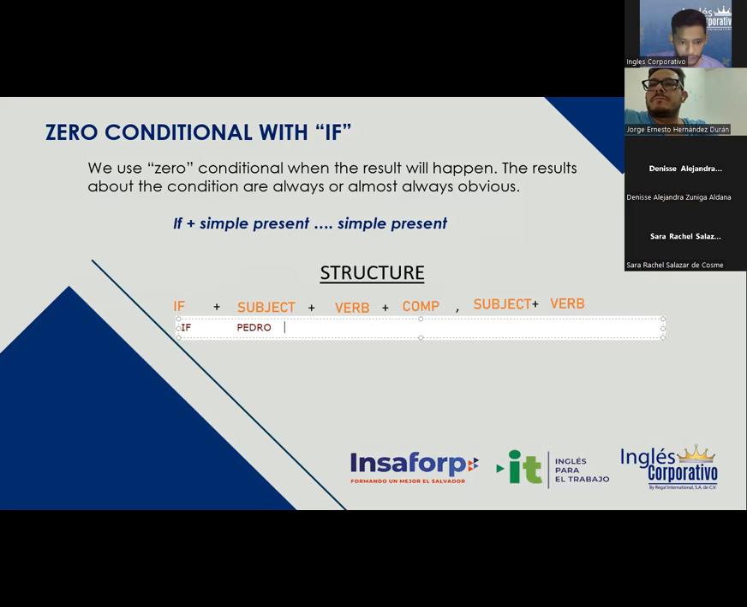Damos otro ejemplo, más sencillo. Pongamos acá, if I smell chicken, I get hungry. Si yo huelo pollo, me da hambre. Right? That's a very, very obvious result. But don't worry, we're gonna take a look at more examples. And remember, in the zero conditional, the condition is here and the result is almost always obvious. Almost always obvious, okay?